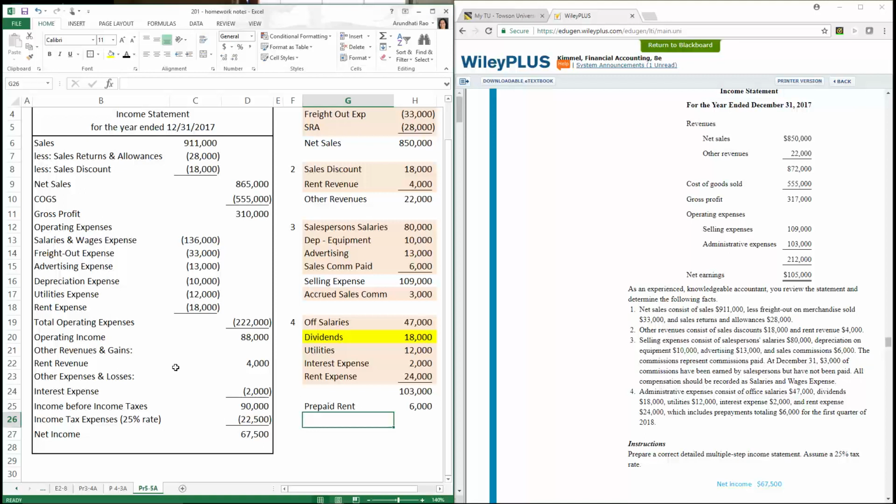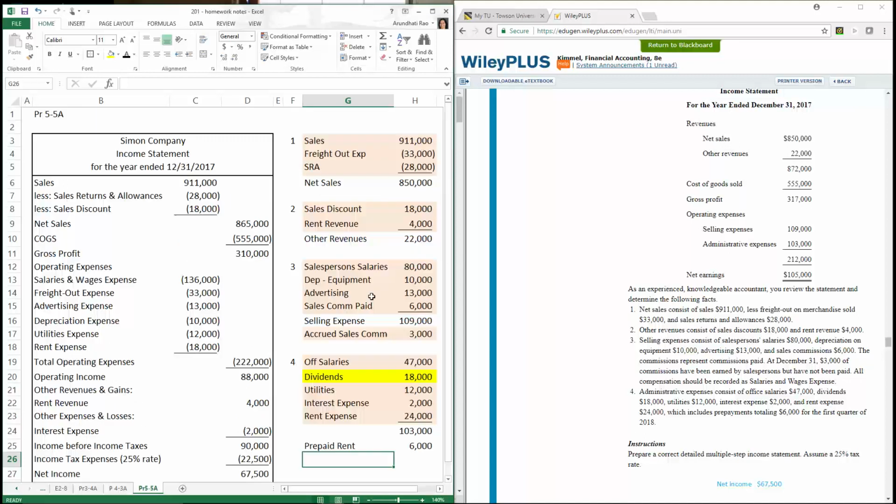So I hope you've gotten an idea as to how to prepare a multi-step income statement. Anytime you're presented a problem along these lines, my suggestion is write down all of that information so it can make better sense to you as to how these numbers play out and how you should make the corrections. Good luck with this.